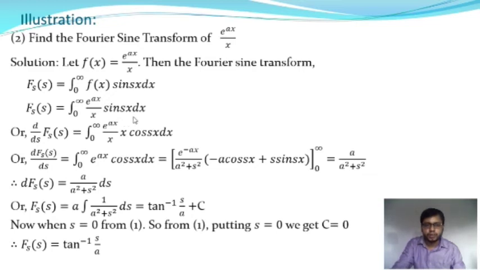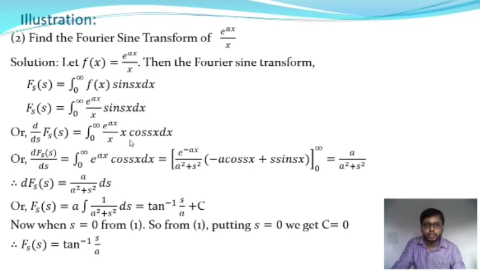Okay, so the derivative of sin(sx) is x cos(sx) dx, where x is the variable and s is the constant. After differentiation of sin(sx), it will give x cos(sx) dx. Therefore, this is the definite integral of the function e to the power minus ax into cos(sx) dx. So there is a formula for the function e to the power minus ax into cos(sx) dx.